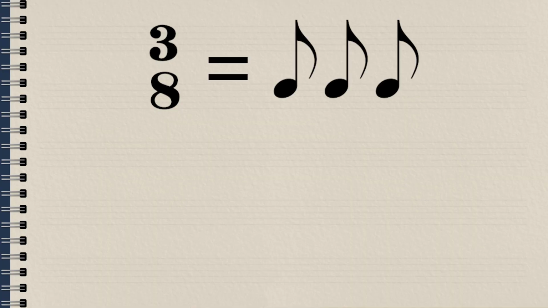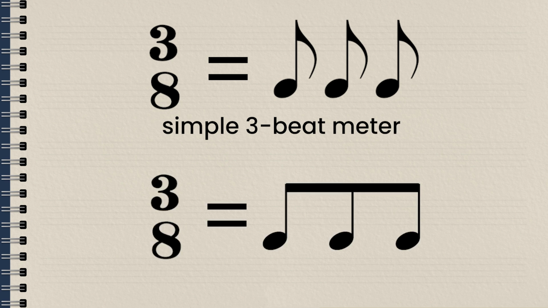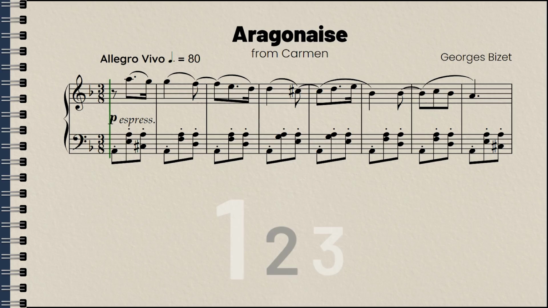Now let's look at a different type of meter, 3/8. This meter has 3 eighth notes in each measure. It's considered a simple 3-beat meter if played slowly, but because it's usually played quickly, it's treated as a compound 1-beat meter. For an example of 3/8 as a compound meter, listen to Aragonese from Bizet's Carmen. 1 2 3 1 2 3 1 2 3 1 2 3.